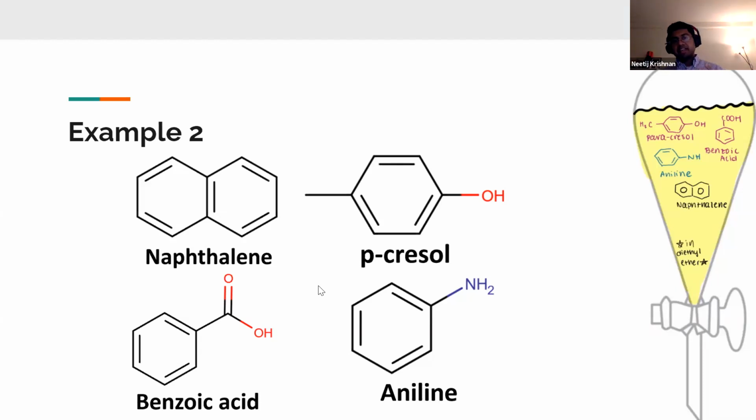Okay, so naphthalene: non-polar, non-acidic, non-basic. P-cresol is going to be a very weak acid. Benzoic acid is going to be a pretty decent acid, so we can consider that acidic. And then aniline is a decently basic molecule. So we've got an acid, a base, a very weak acid, and then a neutral molecule. The order of the steps isn't super important, but let's say they want to get rid of the benzoic acid first.